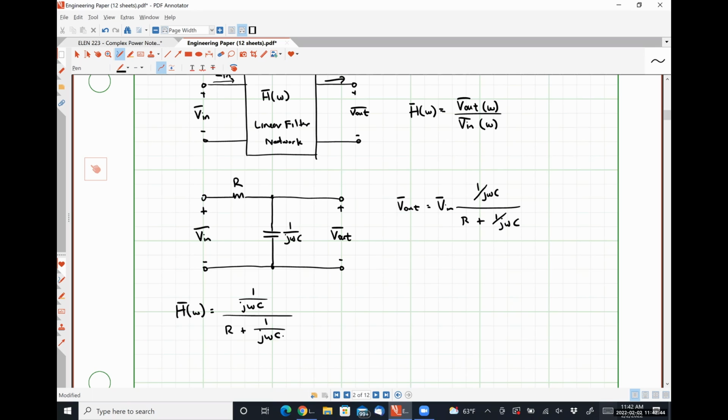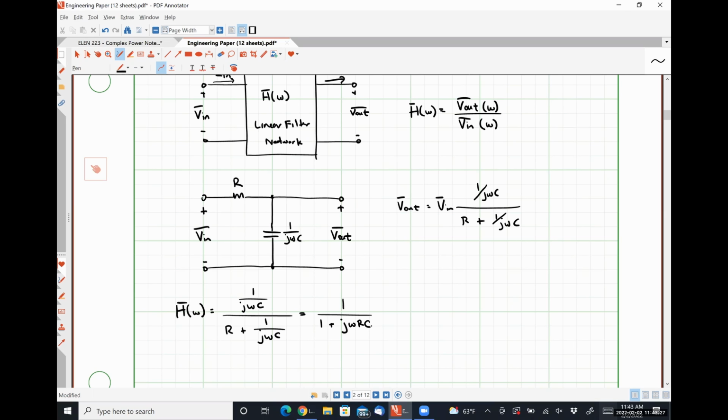Now, traditionally, we don't leave fractions all over the place because that's going to get weird. So if we multiplied through by a common factor of j omega C divided by j omega C, we could express this as 1 over 1 plus j omega RC.